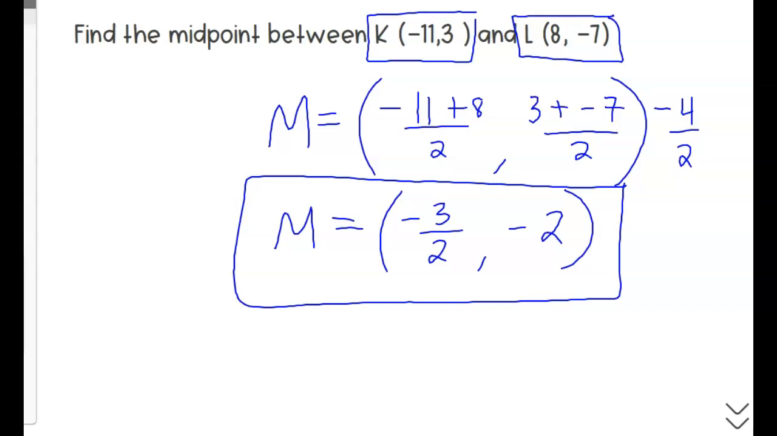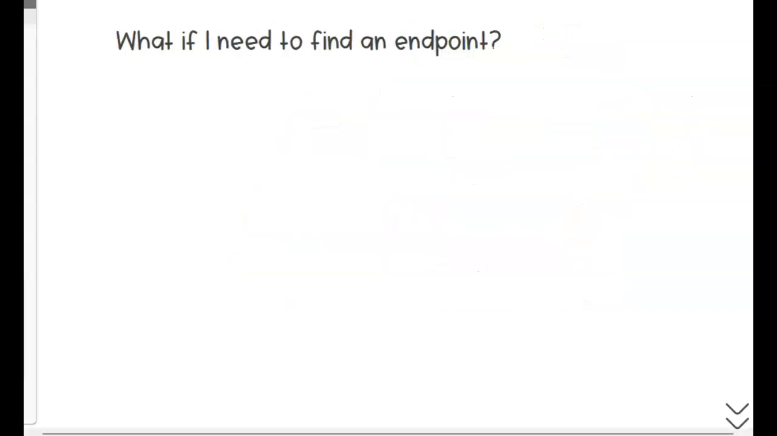We're going to pick it up a notch. This will be the last type of level. Alright. Here's the next scenario. What if I need to find an endpoint? Okay, so let me show you what I mean. What if I have a point here, and then I know the midpoint, and point 1, and then I'm missing this one? How could we tackle that?